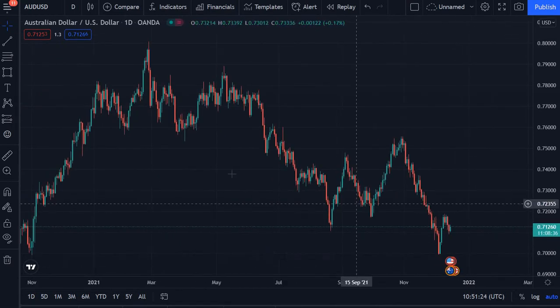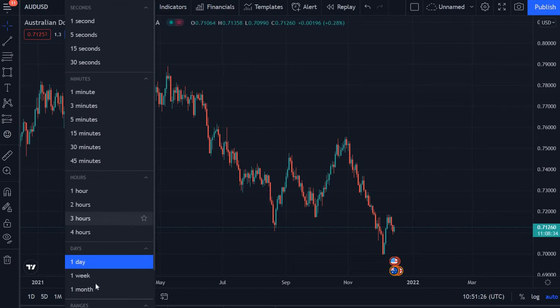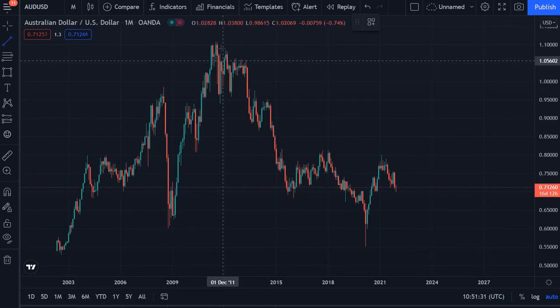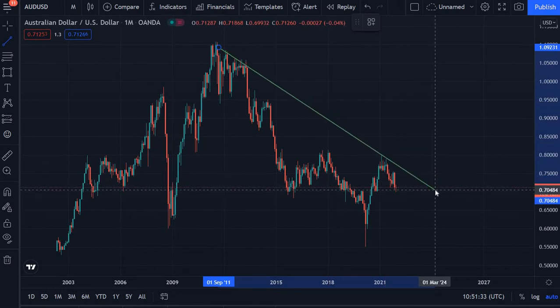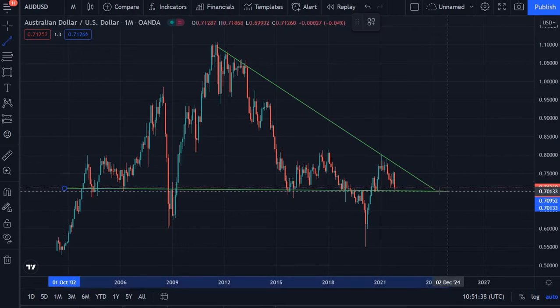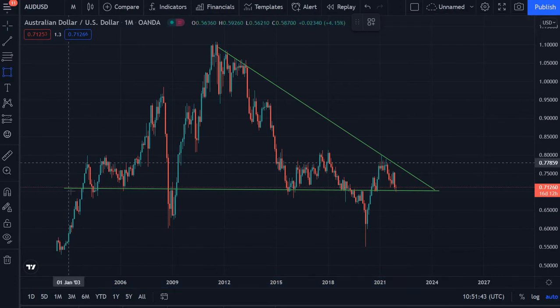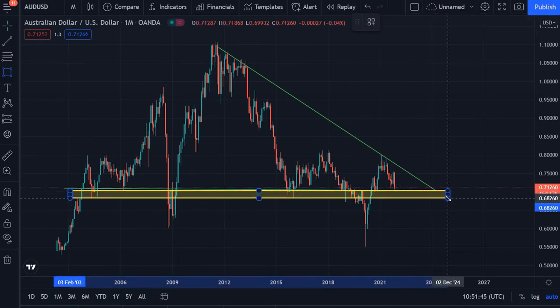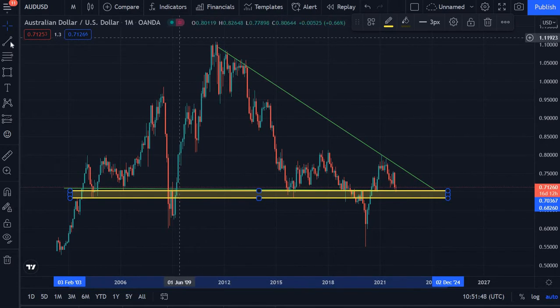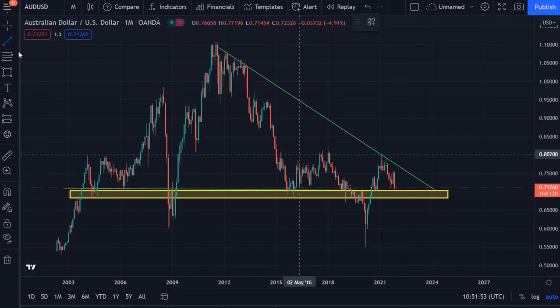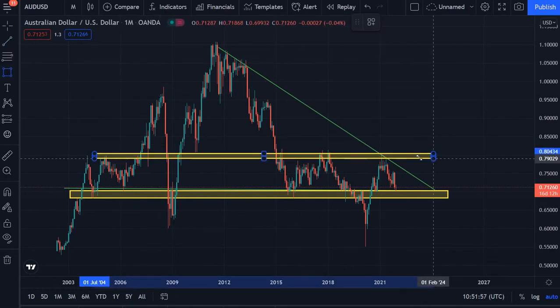Taking a look at the Australian US dollar now, checking the monthly real quick. So here kind of on a downtrend, but here holding these levels. A little bit of a bigger area here in this kind of spot. Here kind of a double top at the resistance area here.